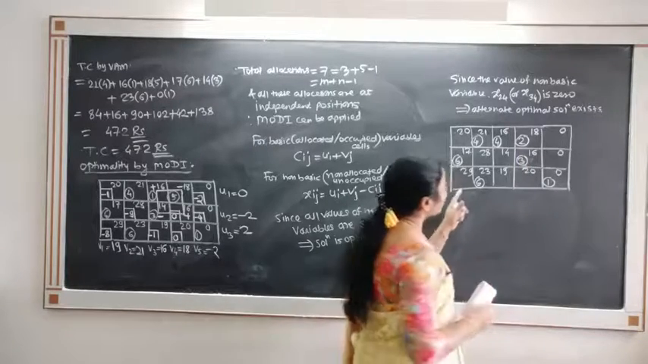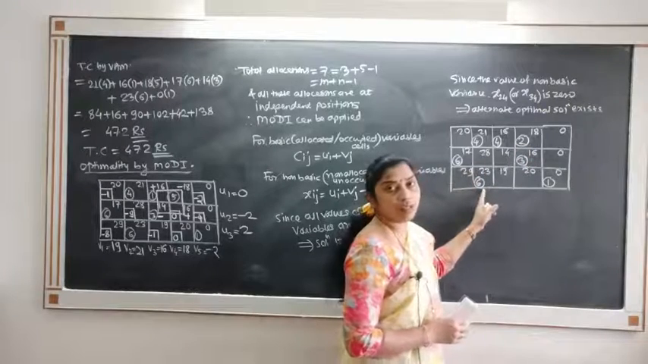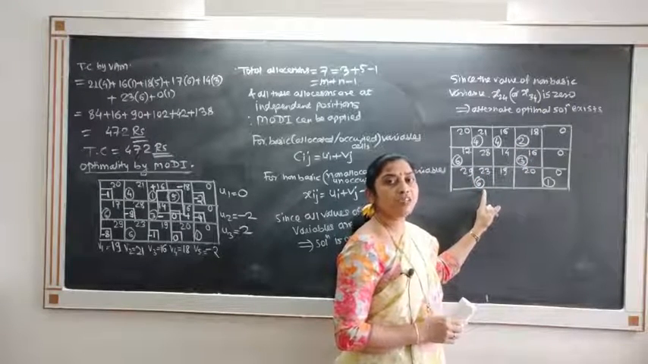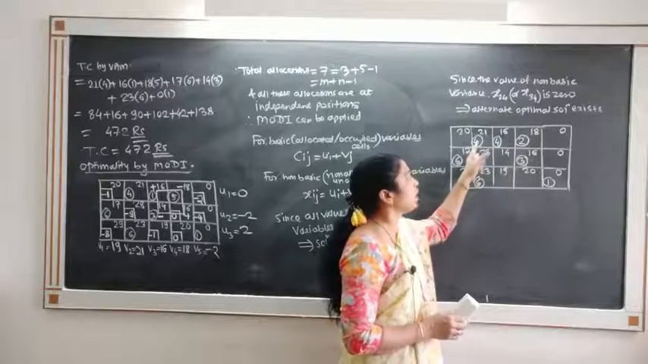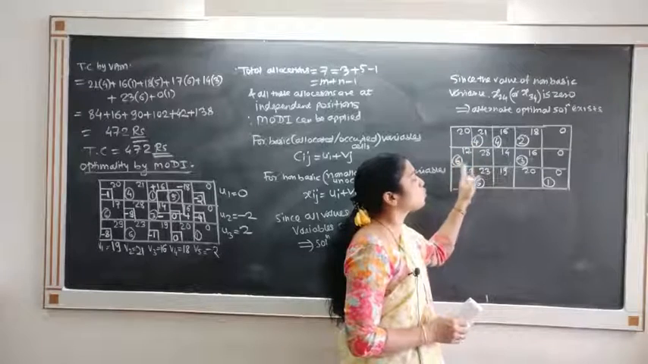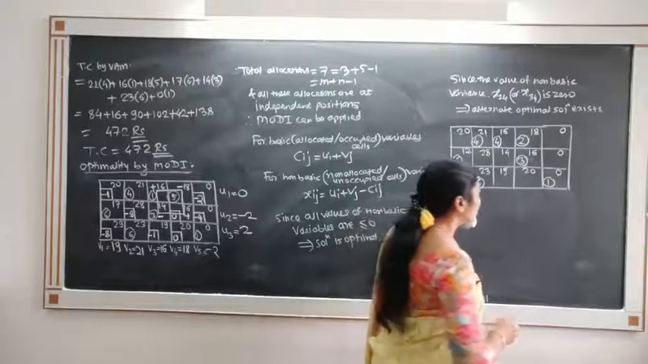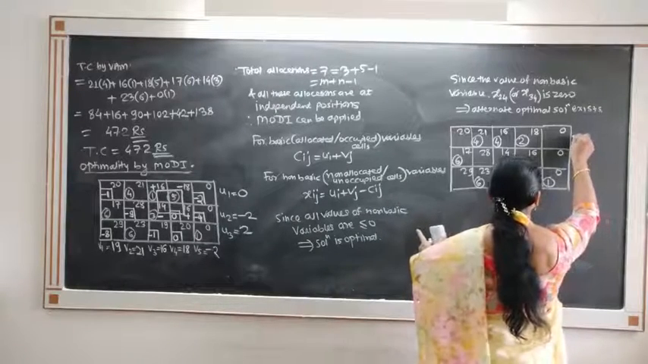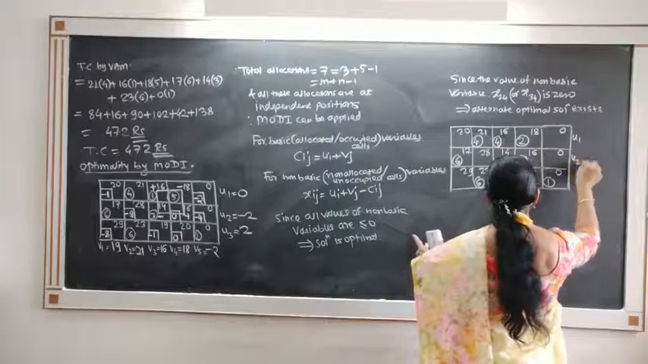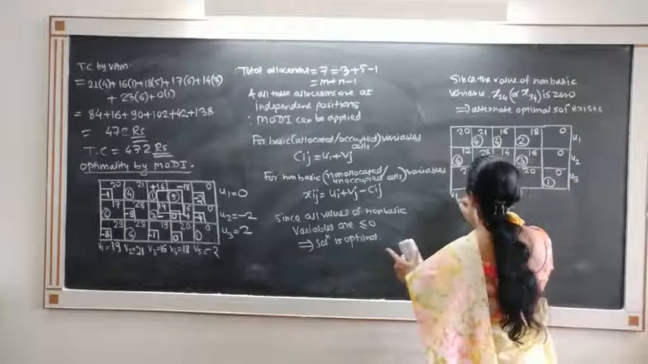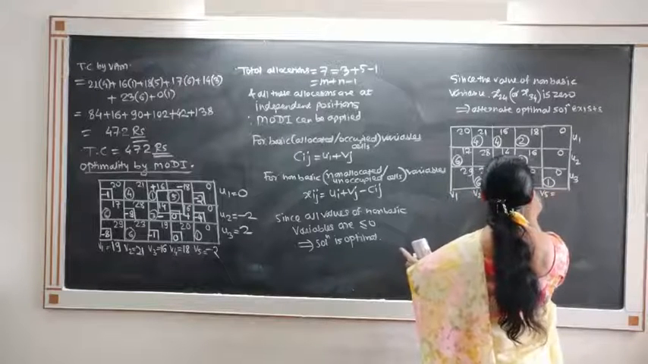Now observe, again number of allocations are 7, that is m plus n minus 1, and all these allocations are at independent positions, that is you are not able to form a closed loop passing through these, and therefore we can apply MODI. So find the values of u1, u2, u3, v1, v2, v3, v4, v5.